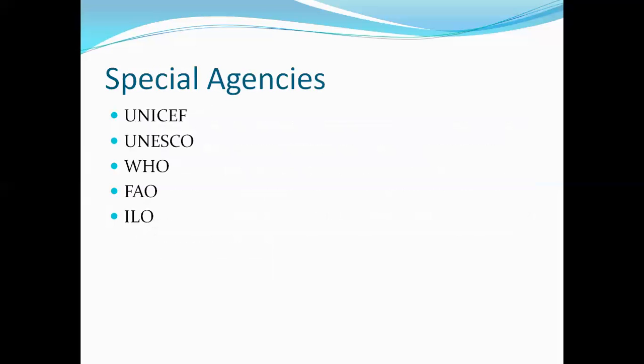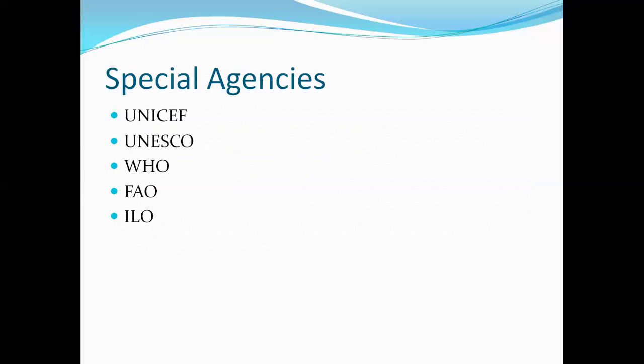In addition to six major organs of the UN, there are some special agencies of the United Nations. Here, we are going to discuss five special agencies of the UN. These carry out a lot of functions throughout the world in areas like health, education, environment and agriculture.